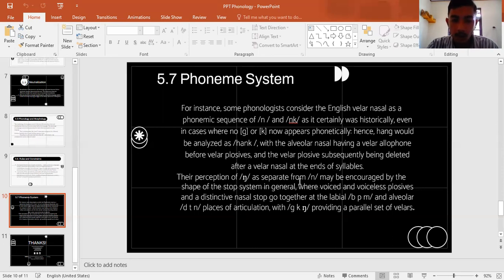Their perception of ng as a phoneme for n plus g may be supported by the shape of the stop system in general, where voiced and voiceless plosives and a distinctive nasal stop go together at the labial b, p, m and alveolar d, t, n places of articulation, with g, k, ng providing a parallel set of velars.